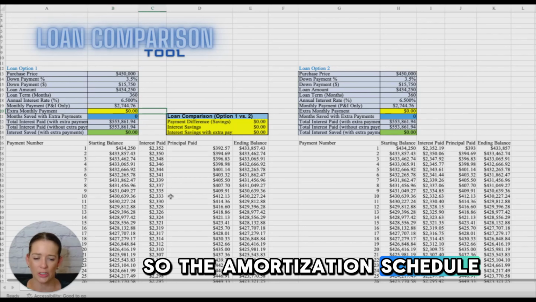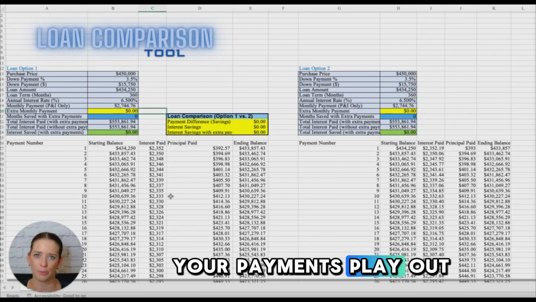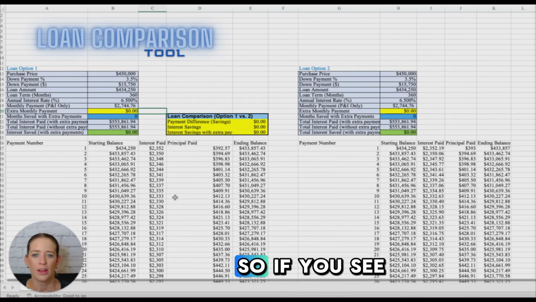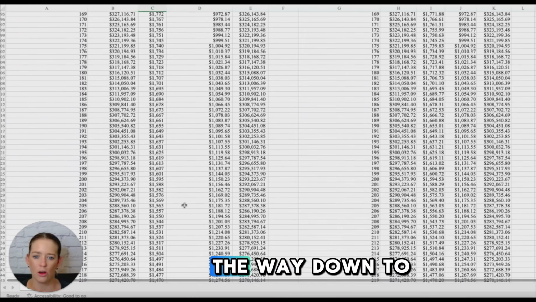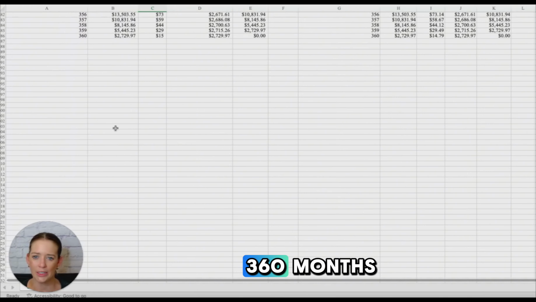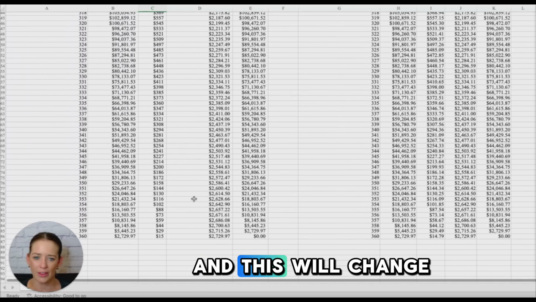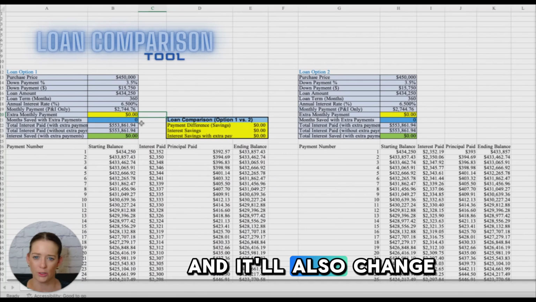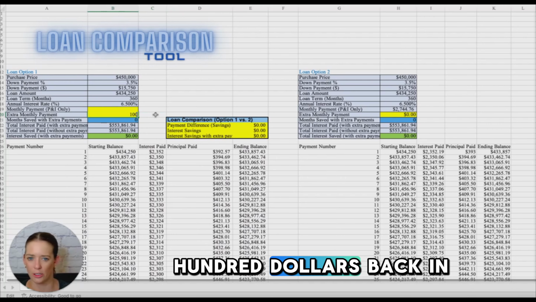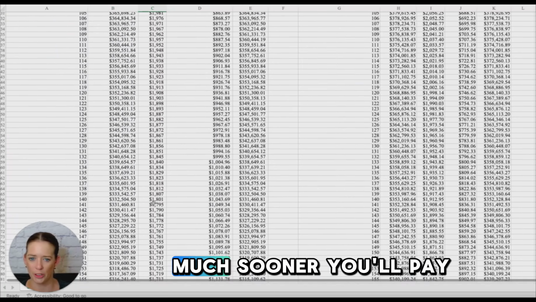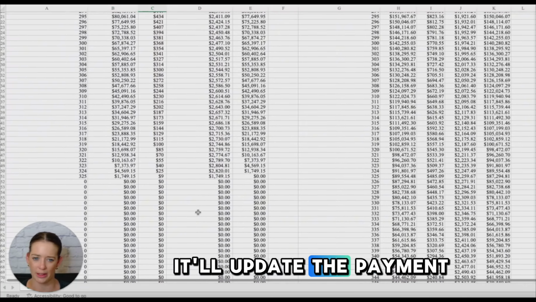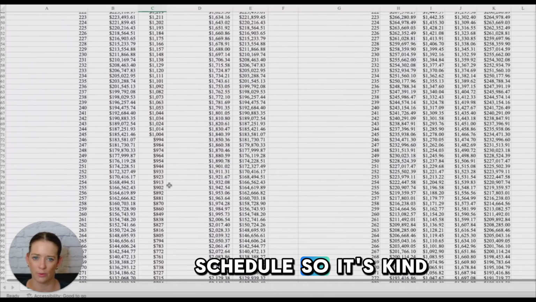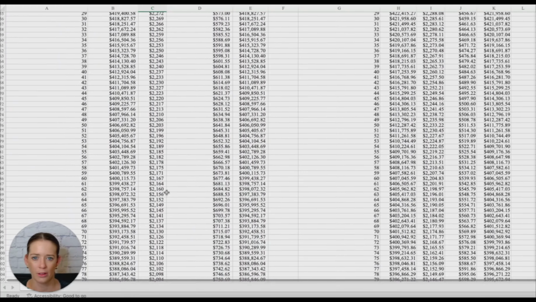So the amortization schedule will show you how your payments play out over the life of the loan. So if you see here, it goes all the way down to 360 months. And this will change based on the loan term you put in. And it'll also change if you plug that $100 back in. It'll show you how much sooner you'll pay off your loan. It'll update the payment schedule. So it's kind of cool to look at that.